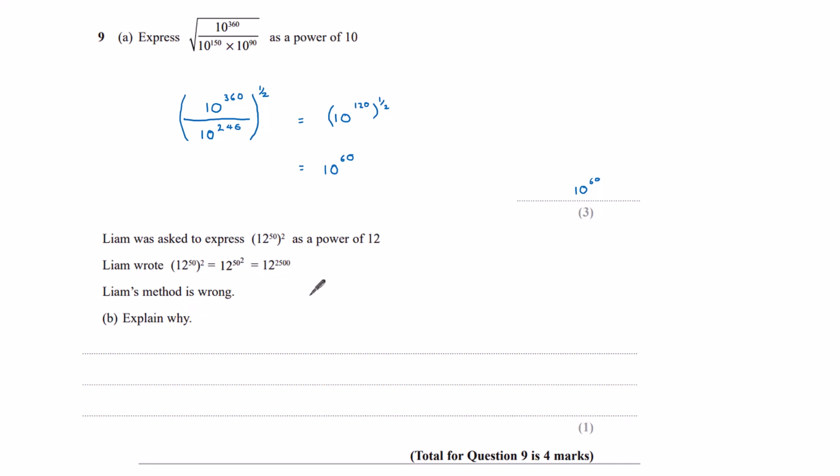Explain why. As mentioned in part A, when we have powers, one on the inside, one on the outside of the bracket, these numbers actually get multiplied together. So it shouldn't be 50 to the power 2, it should have been 50 times 2. And so the answer should have been 12 to the power 100.